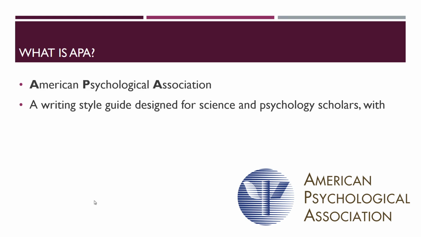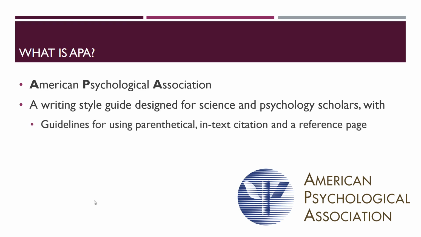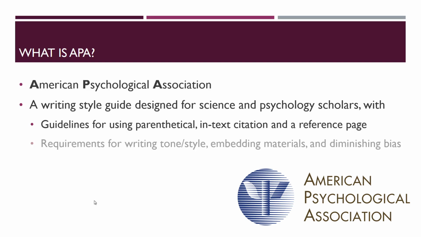This means that the APA Style Manual offers assistance for adopting their citation system, which includes a parenthetical in-text citation and a reference page. However, it also contains much more, such as how to employ the appropriate writing tone and style, how to embed figures, charts, or tables, and how to diminish bias, or quote, "constructions that might imply prejudicial beliefs or perpetuate biased assumptions against persons on the basis of age, disability, gender, participation in research, racial or ethnic identity, sexual orientation, socioeconomic status, or some combination of these or other personal factors, for example, marital status, immigration status, or religion," close quote.